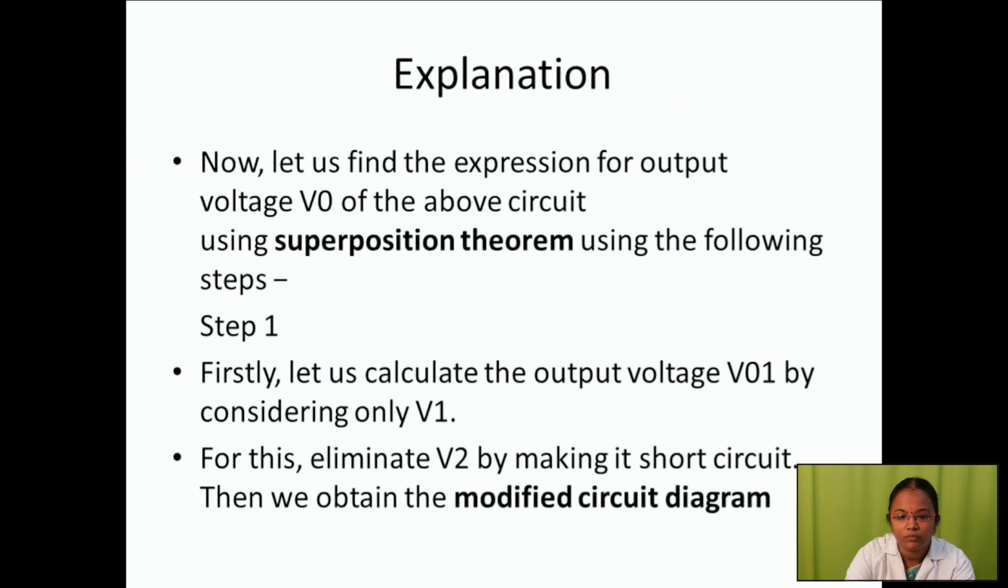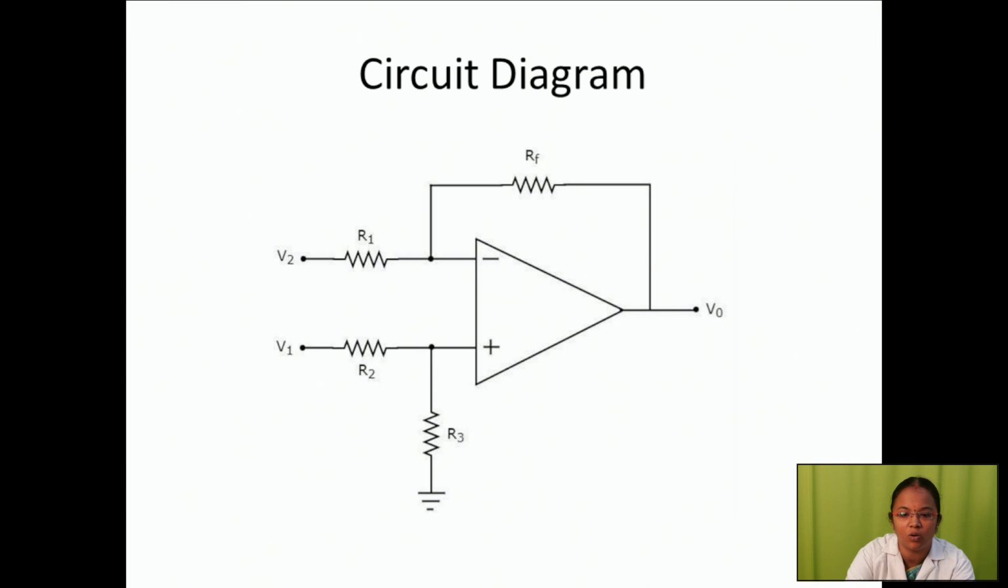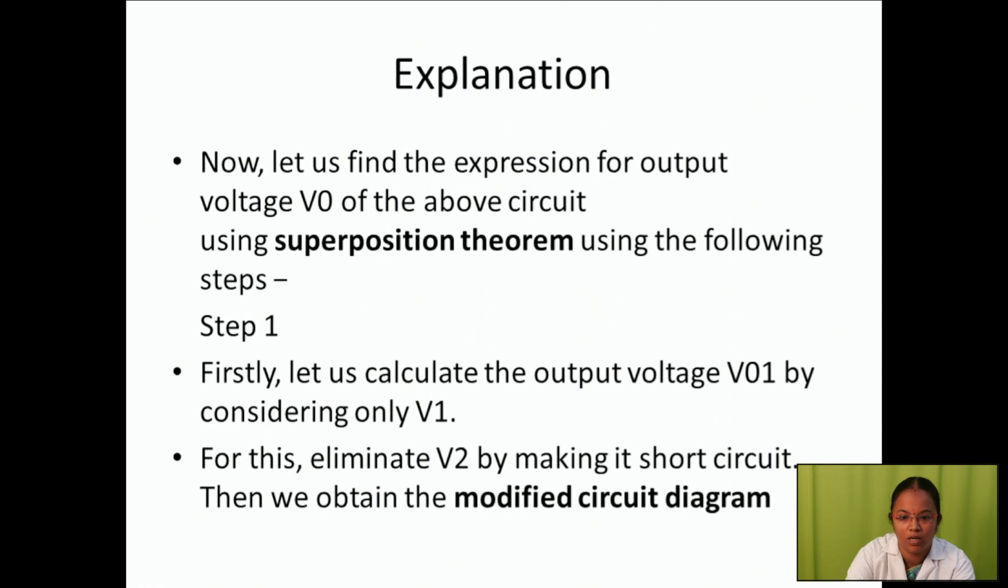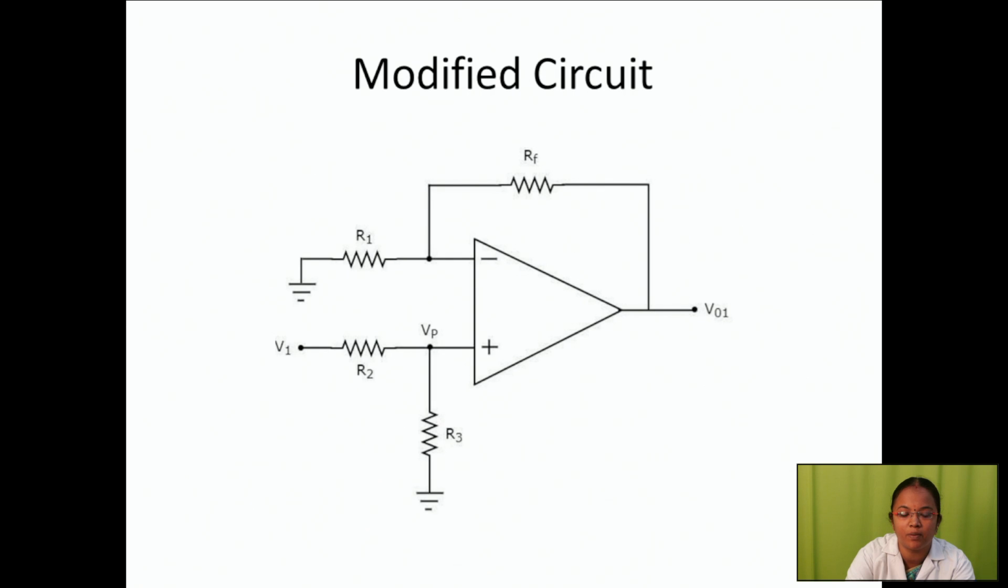For step 1, we have to calculate the output voltage V01 by considering only V1. V1 is the voltage applied at the non-inverting terminal. So we consider only the voltage at the non-inverting terminal by shorting the other input, so the inverting terminal will be grounded. The output voltage can be written as V01. So we modify the circuit using step 1. This is the modified circuit diagram. In this circuit diagram, we consider only the voltage at the non-inverting terminal, denoted as V1, and the inverting terminal is grounded. V01 is the output voltage.